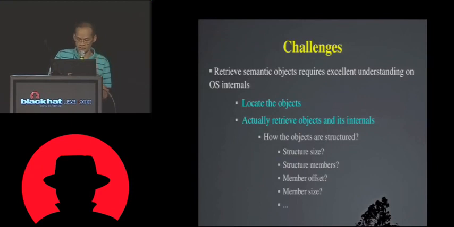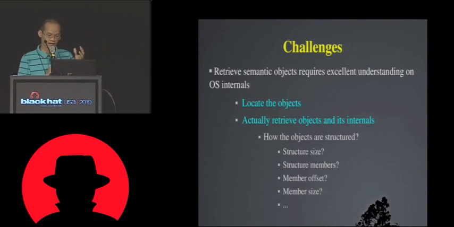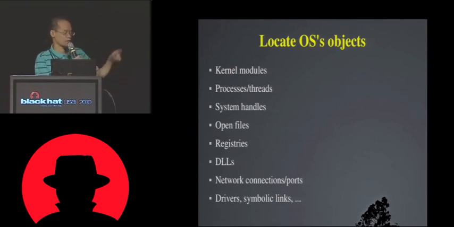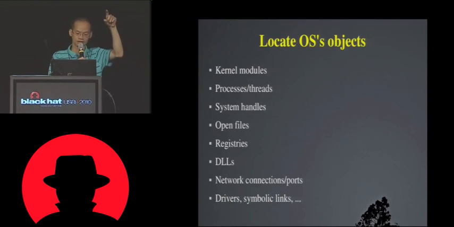And this job requires excellent understanding of the OS internals. So to get an OS object from the memory, we have two things to do. First, we need to locate the OS object. First of all, you want to get all the processes running inside the guest from the memory. You need to locate all the processes in the memory, and so on. If you want to get a list of all the kernel modules in the memory, you need to access those objects of the kernel module, and so on.